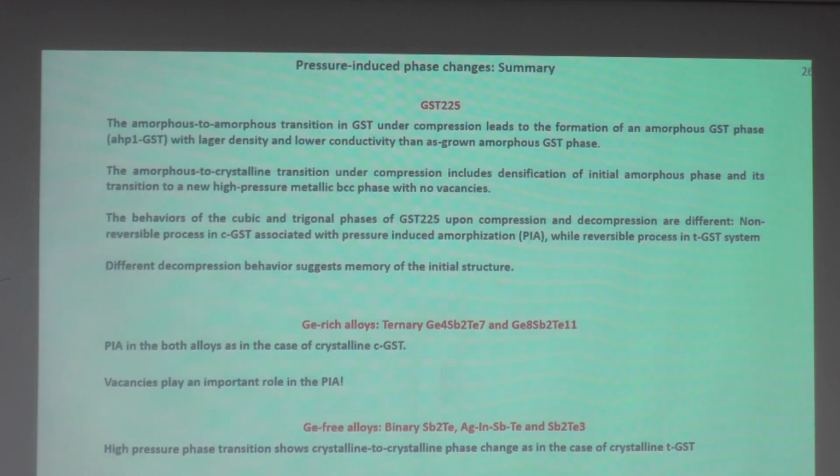So I think at this point we can stop this lecture on phase change mechanisms. And if you have some questions, please ask me.